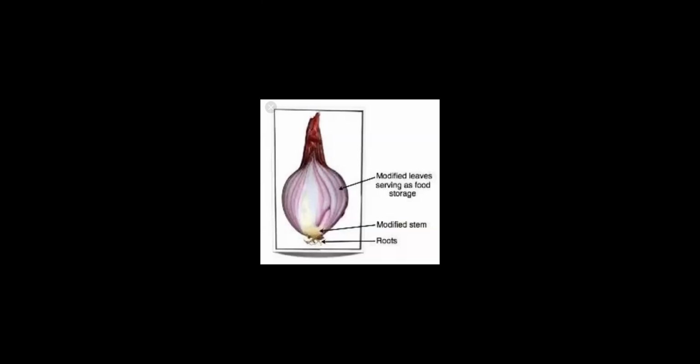If you cut the onion through the center, you get exactly this structure, yes or no? At the base over here, a disc-shaped stem is present, which is a modified, reduced stem, and below the base you will see black-colored thread-like structures that are basically roots.